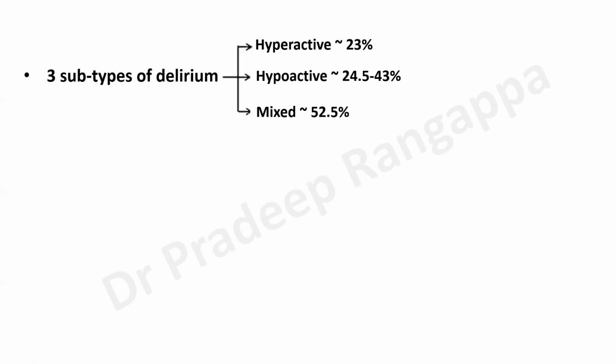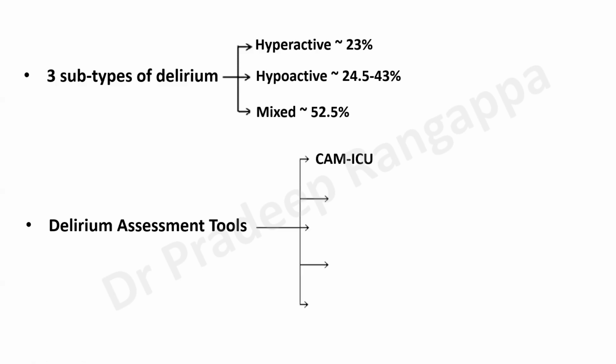The most common one we use is CAM-ICU. CAM-ICU is the Confusion Assessment Method in ICU, which is a validated tool, and I think it is the easiest tool to use, and it has a good sensitivity, which I will show you. And there is the Intensive Care Delirium Screening Checklist. So this is ICDSC, which is the Intensive Care Delirium Screening Checklist.